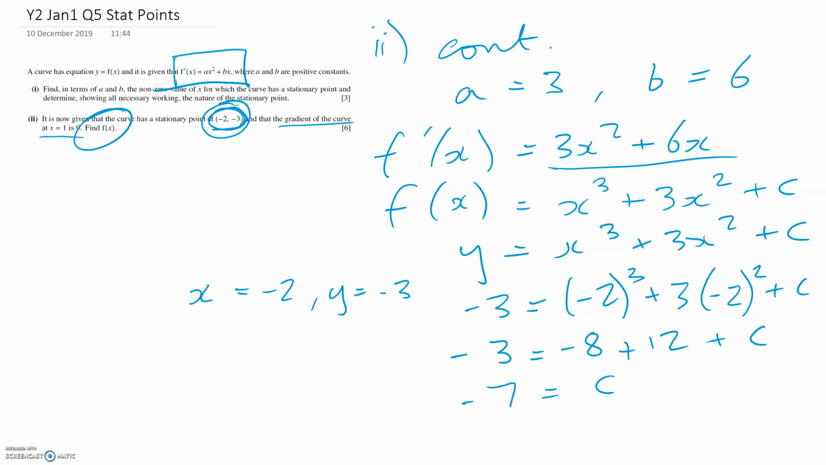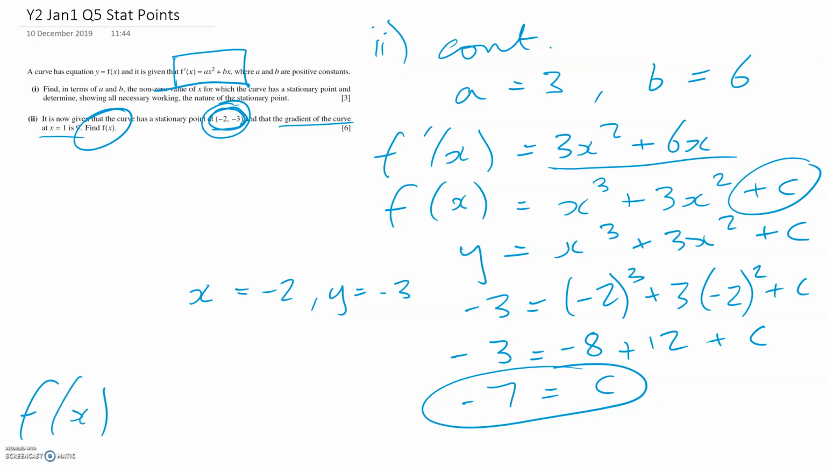So c is minus 7, and we can then substitute this back into here, and we'll get what f(x) equals. So f(x) is x cubed plus 3x squared minus 7.